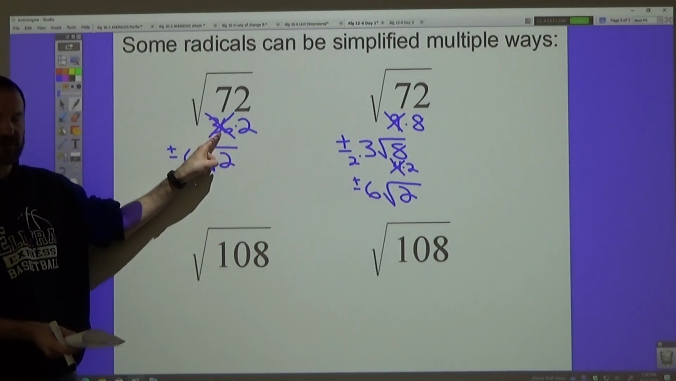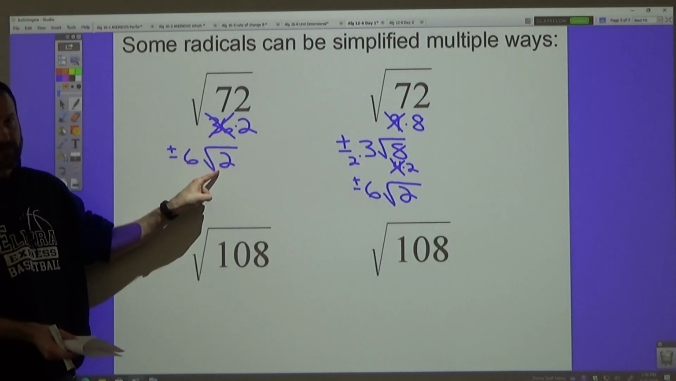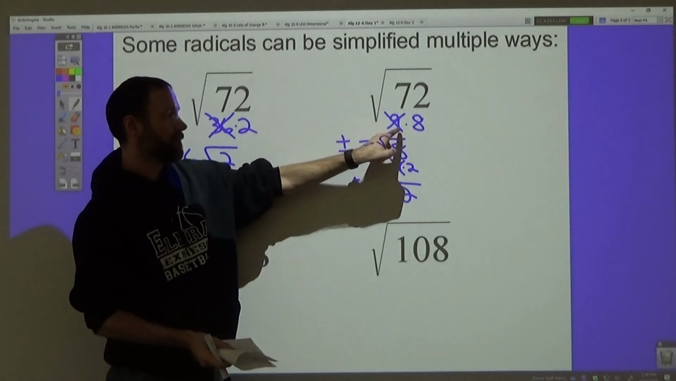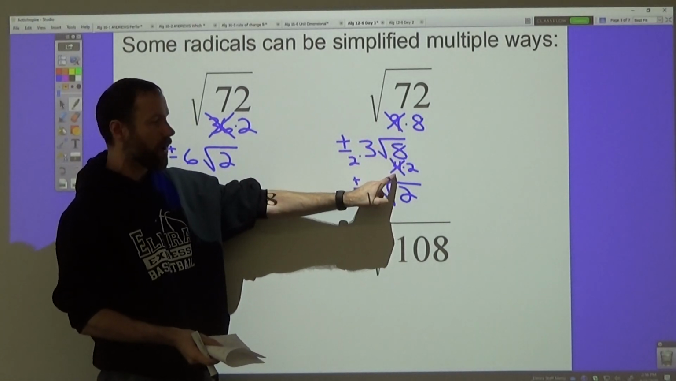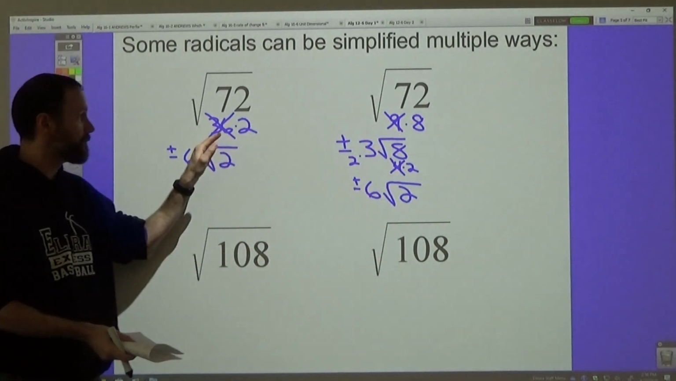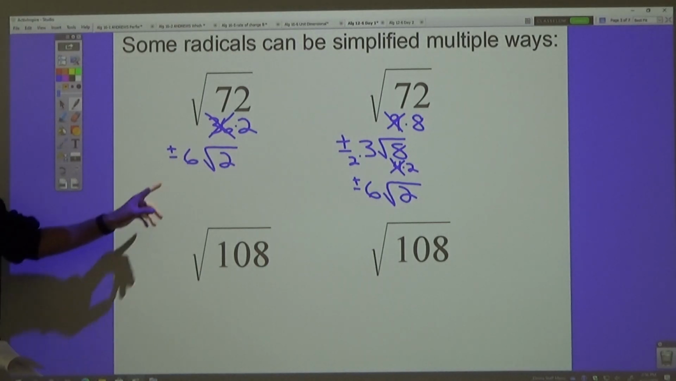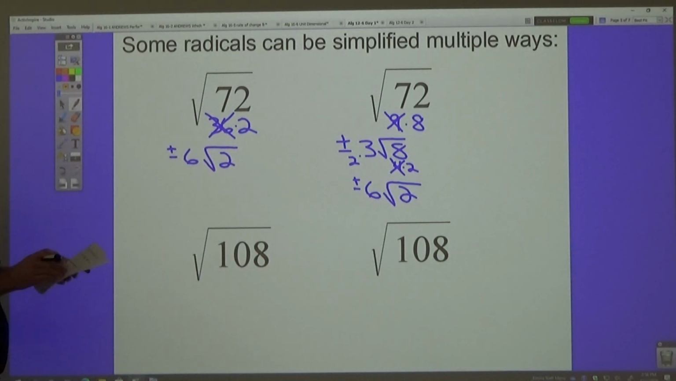Sometimes, the bigger the perfect square you use, the fewer steps you'll have. If you use smaller perfect squares like 9 and 4, you'll have to do more steps. So the bigger the perfect squares, the fewer steps. But again, you get the same answer in the end. Let me show you another one with 108.